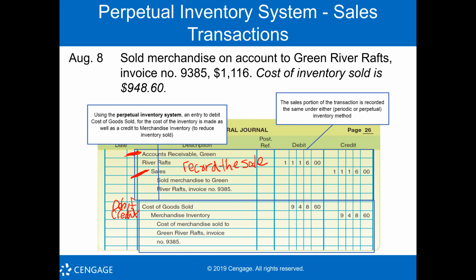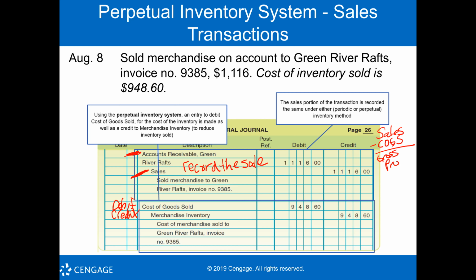And as we're going to see as we go through, if we take our sales minus cost of goods sold, that gives us gross profit.